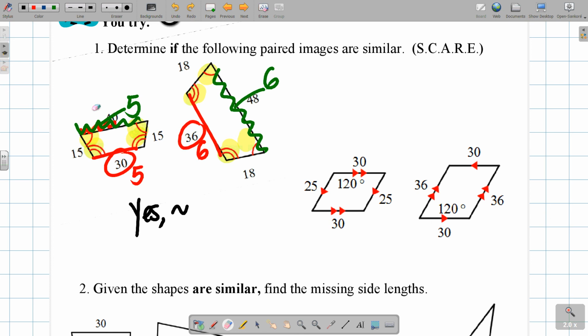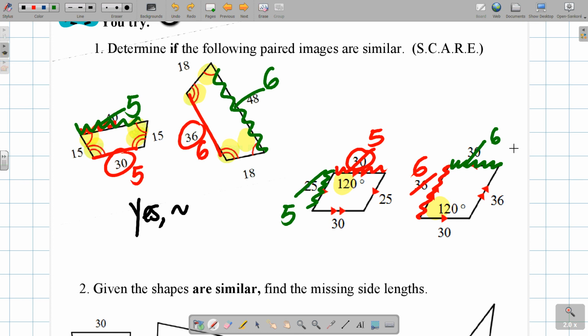You come over here, you check your ratios. Got 120. We do have congruent angles. Let's check our sides. I'm going to go long side 30 to long side 36. Okay, and we check. 6 goes in there 5 times. 6 goes in there 6 times. Now I'm going to go short side 25 to short side 30. 5 goes in there 5 times. 5 goes in there 6 times. So I have a 5 to 6 ratio. So again, yes, it is similar.